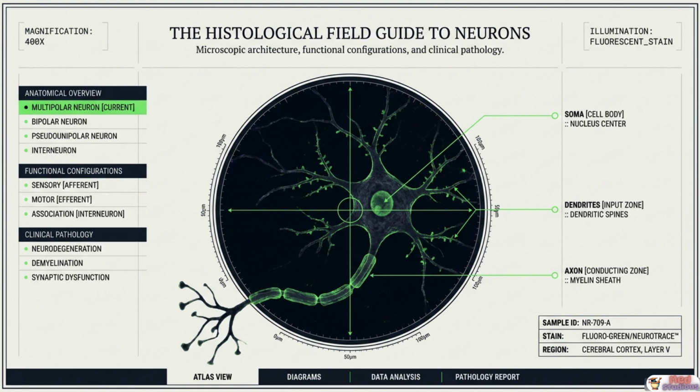In this comprehensive guide, we will map out the complete anatomical overview of the neuron, from the central soma out to the farthest dendritic spines and axonal terminals. We will classify them by their functional configurations, how they act as sensory receivers, motor effectors, or critical interneurons. And most importantly, we won't just look at healthy tissue. We will apply this knowledge to clinical pathology. By the end of this video, you will understand exactly how microscopic neurodegeneration, demyelination, and synaptic dysfunction lead to devastating systemic diseases. Let's begin our journey into the nervous system.